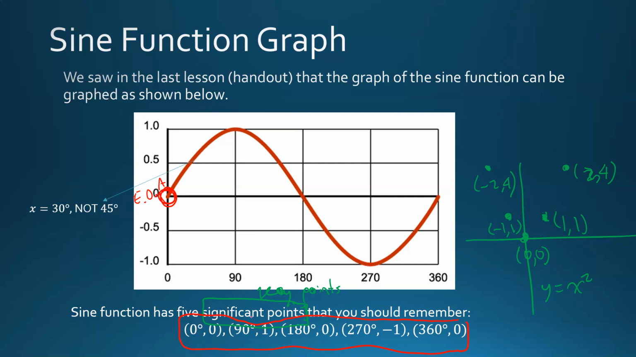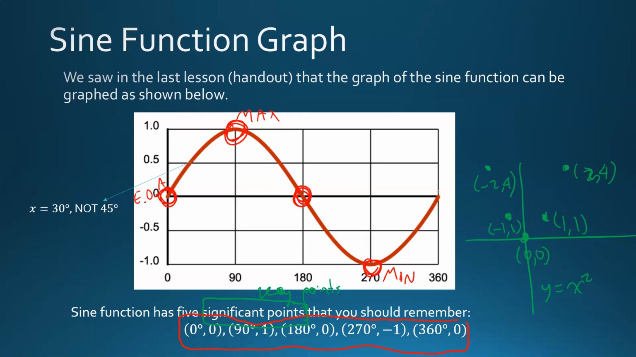90 degrees and 1 is our next significant point, which is our maximum. So 90 degrees and 1. And then we have another significant point, 180 degrees and 0. Then we have 270 degrees and -1, and that's our minimum point.